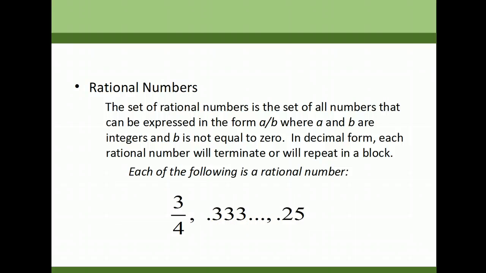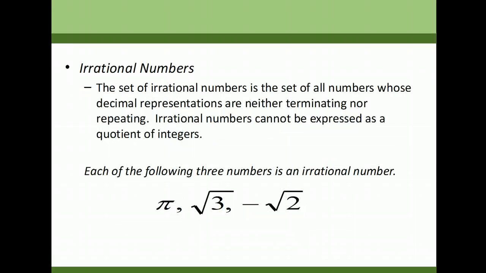All right, let's see, what else? Let's talk about irrational numbers. The set of irrational numbers is the set of numbers that are not rational. That's the easiest way to define them, but there's another way. The decimal representation is neither terminating nor repeating. So 1/3, 1/4, those are not examples of irrational numbers because their decimals terminate or repeat. Okay, irrational numbers cannot be expressed as a quotient of integers. That's a fancy way of saying you can't write them as a fraction.